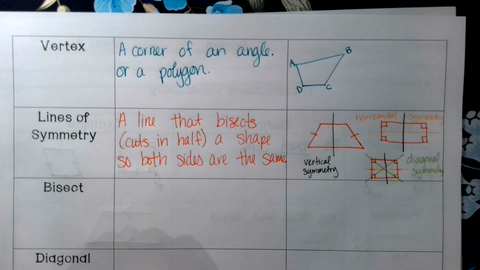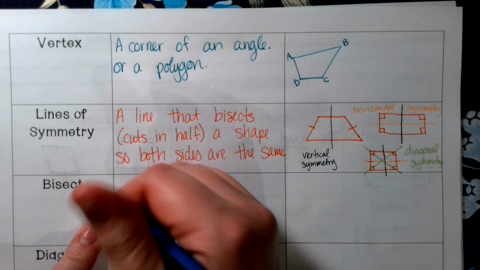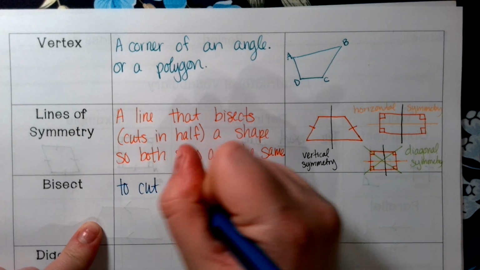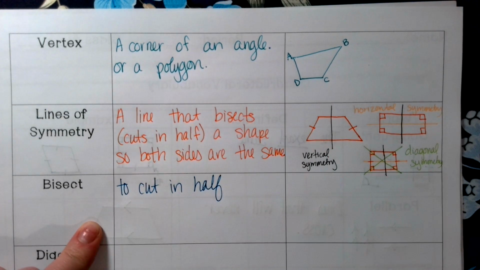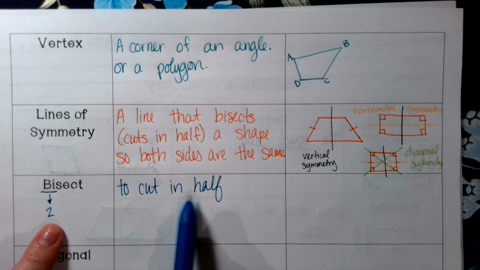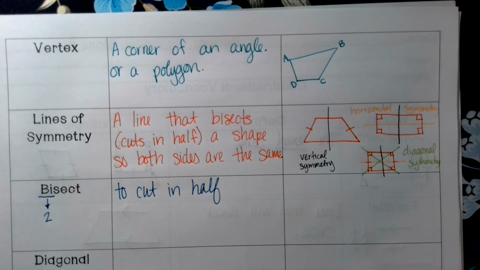Our next word is bisect. We already talked about bisect up there. Bisect means to cut in half. That prefix bi, that means two. So we're cutting it in half. We're cutting into two equal sides, or two equal sizes.